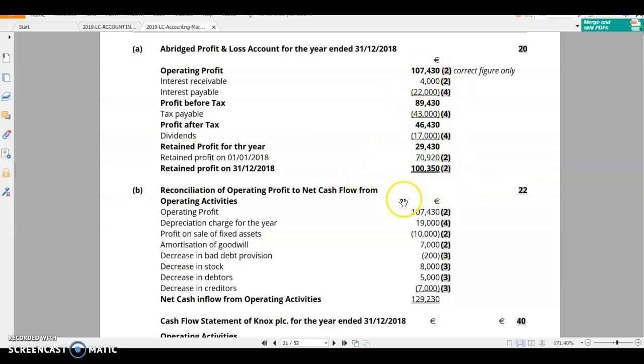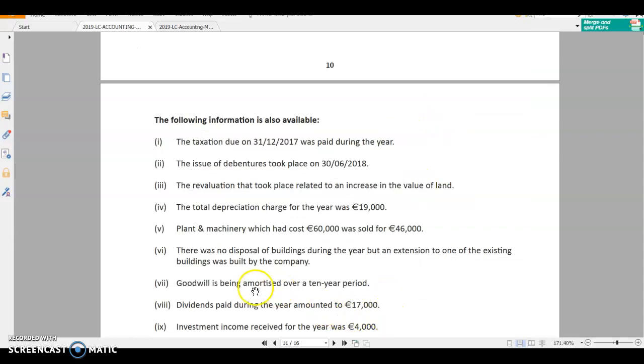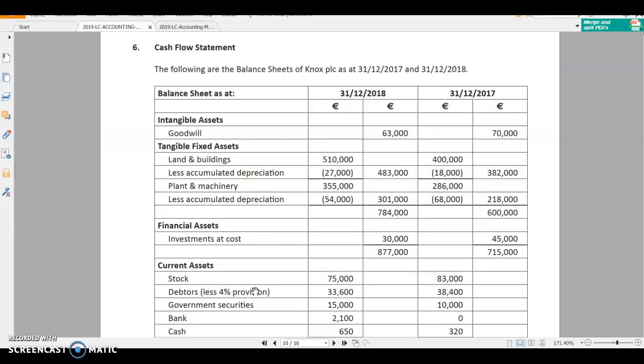Down to the reconciliation, again, most people got the common ones correct here. Just the amortization of goodwill of 7,000. So amortization of goodwill, we see it here in the balance sheet. Goodwill is going from 70 to 63, so it is decreasing. So that intangible asset is decreasing. And I'm told down here goodwill is being amortized over a 10-year period.